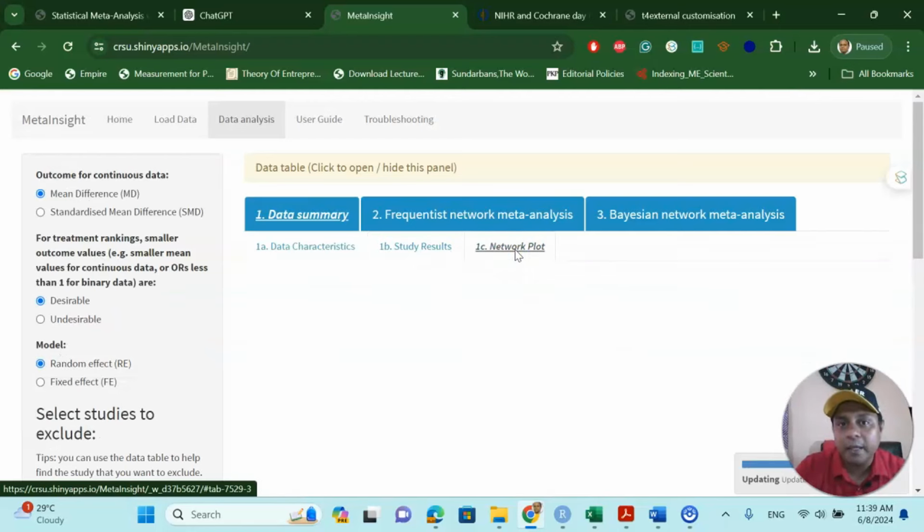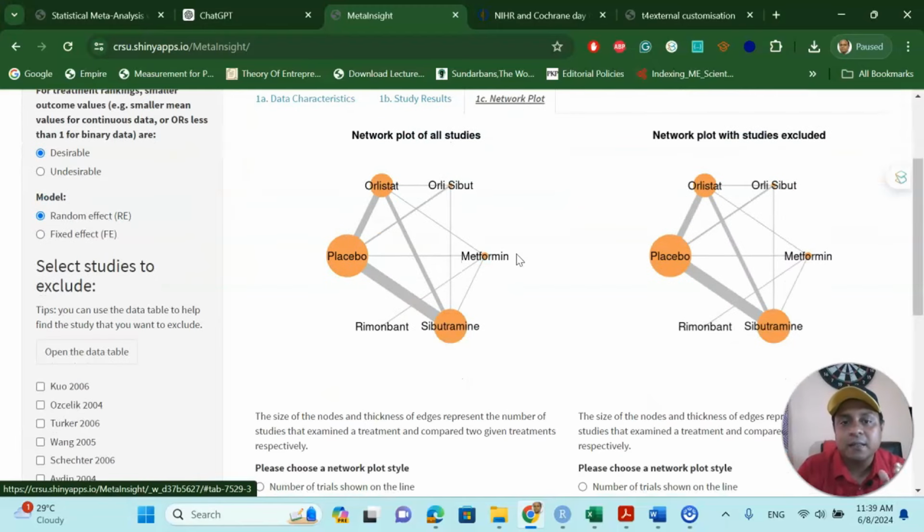Now there is another way you can check, called the network plot. This is the best way to find the connections between the drugs. As you can see here, the round shapes, circles, are called nodes, and these are called edges. The edges and nodes are connected. The thick edges show that most of the studies are based on placebo versus oldicid and cibotrimine. So this is the common factor, and these two treatment groups appear most commonly across the studies. So you can see that these two drugs are more suitable compared to the other drugs in this particular study.